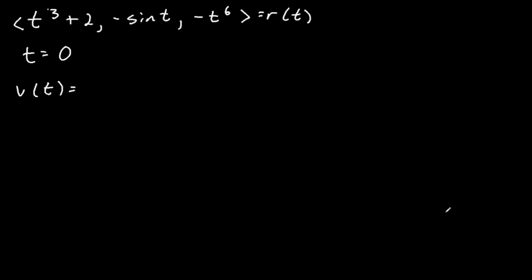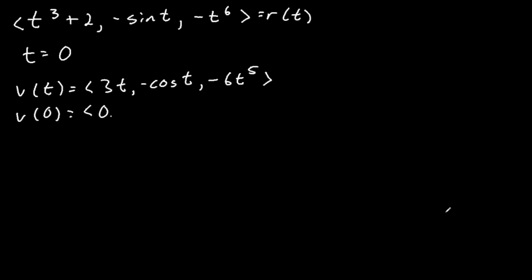So what's the velocity function here? Find the velocity function. Derivative of everything here: 3t, derivative of negative sine is negative cosine t, and derivative of t to the power of 6 is negative 6t to the power of 5. We plug in 0 for velocity, and then we just get 0, negative 1, and 0. So this is our vector that is parallel to the line that we are trying to find. And we plug in 0 for r. What do we get? r of 0 is 2, 0, and 0.